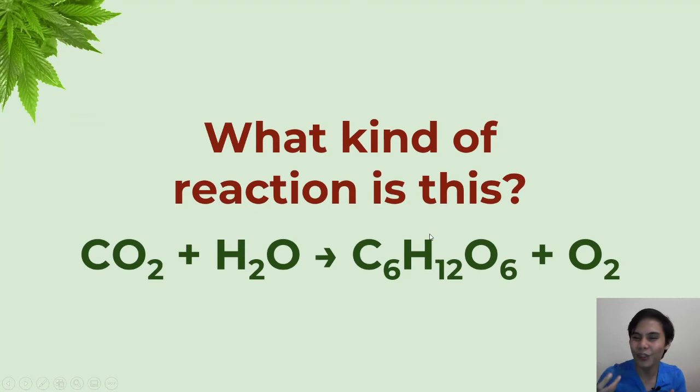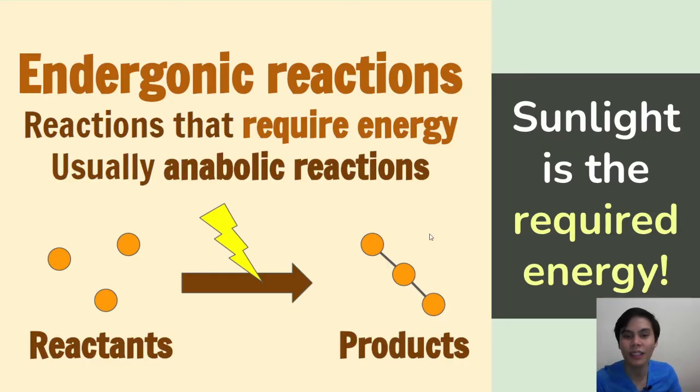So what kind of reaction is this? We've talked about multiple kinds of reactions. Some require energy, some release energy. Some of them build up materials, some of them break down materials. This is basically an endergonic anabolic reaction, meaning it is a metabolic pathway that builds up, it synthesizes complex molecules, specifically glucose, and it requires energy. And the required energy is supplied by sunlight. That's why it's photosynthesis. It's light being used to create complex molecules.